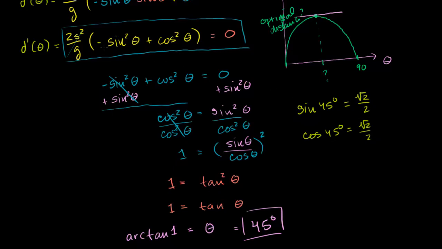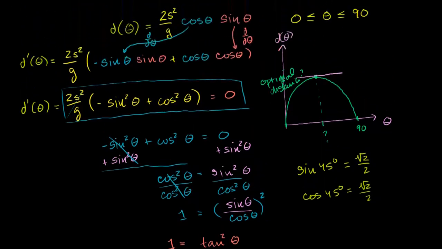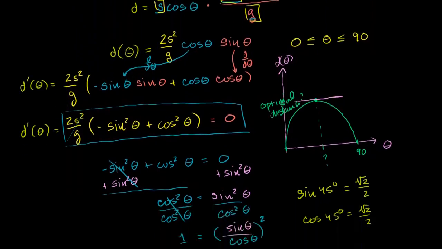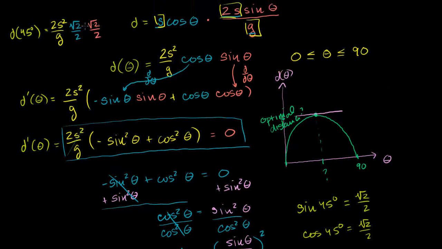But given this, we can put this back into the original expression, our original function, for the optimal distance that we are going to travel. So the distance we travel at 45 degrees is going to be equal to 2s squared over g times cosine of theta, which is square root of 2 over 2, times sine of theta, which is square root of 2 over 2. Well, what's the square root of 2 times the square root of 2? That's just 2. This 2 cancels out with that 2, and this 2 cancels out with this 2.